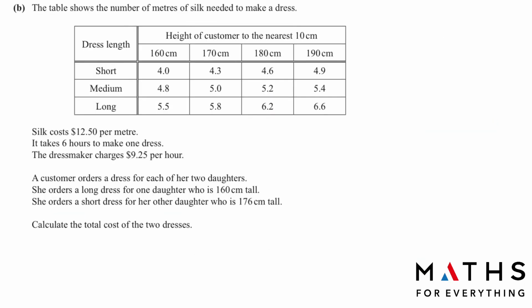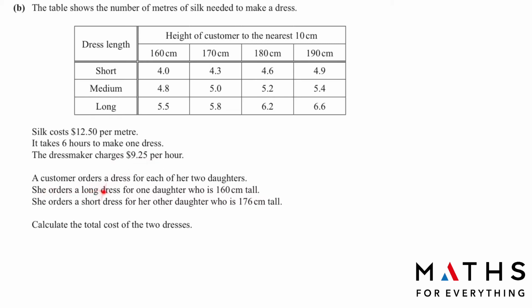In part B, we have been given a table that shows the number of meters of silk needed to make a dress. The cost of silk is $12.50 per meter, and it takes 6 hours to make one dress. The dressmaker charges $9.25 per hour. So each dress you will multiply 6 by 9.25.